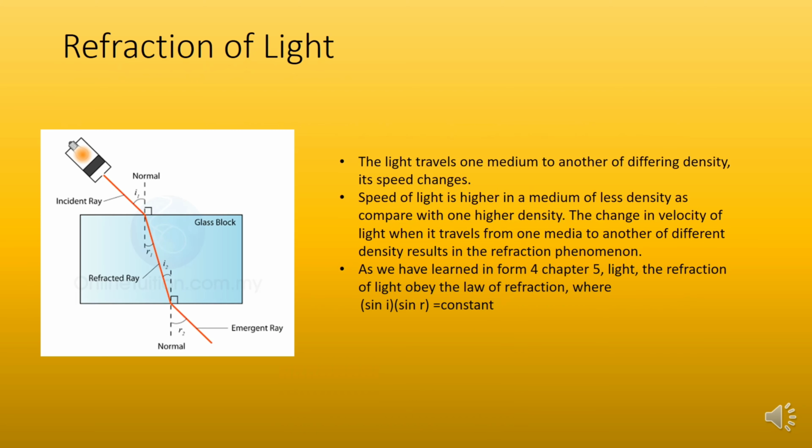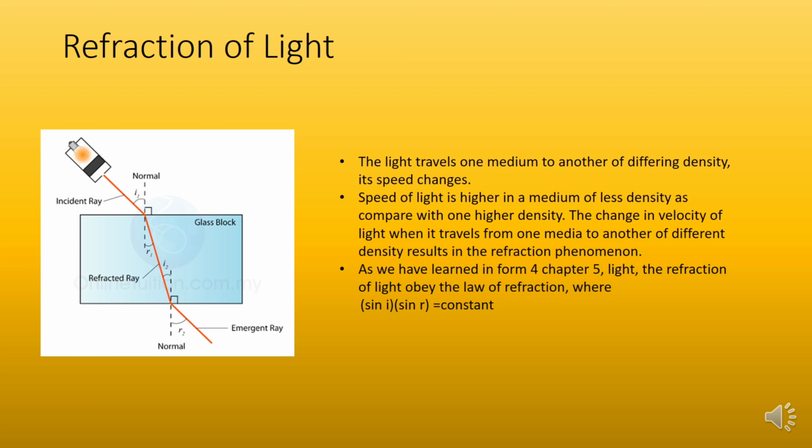Okay, next is refraction of light. So what is refraction of light? This is the example that we can show you. When light travels from one medium to another of different density, as I told you, here is the light ray, and then it travels into a different density of medium. Hence, the speed will change. The speed of light is higher in a medium of less density as compared with one of higher density. So speed is faster in a medium of less density.